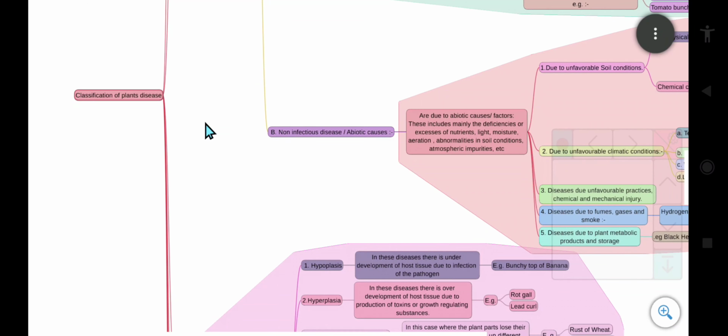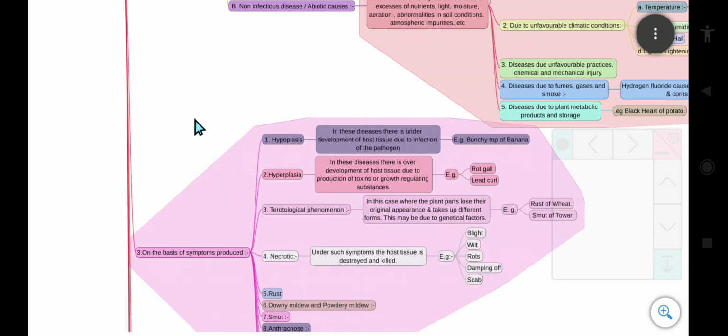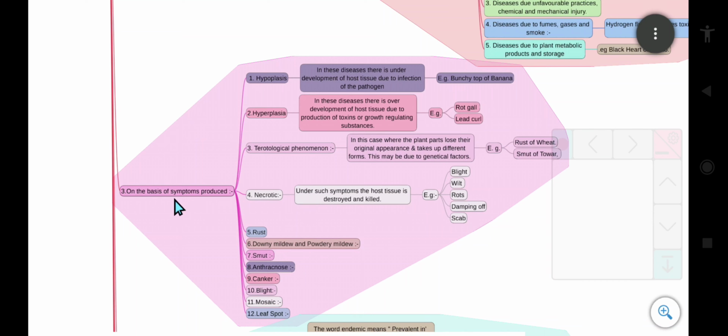And the third one is the classification of plant diseases on the basis of symptoms produced. The first symptom is hypoplasia. In these diseases, there is underdevelopment of host tissue due to infection of the pathogens. Its example is bunchy top of banana. Second symptom is hyperplasia. In these diseases, there is overdevelopment of host tissue due to production of some toxins or growth regulating substances. Its examples are root gall and leaf curl.